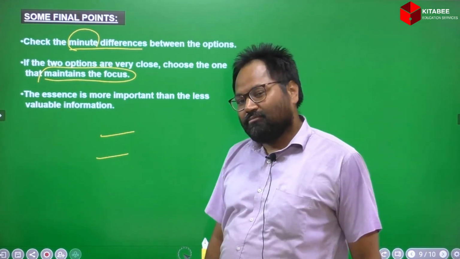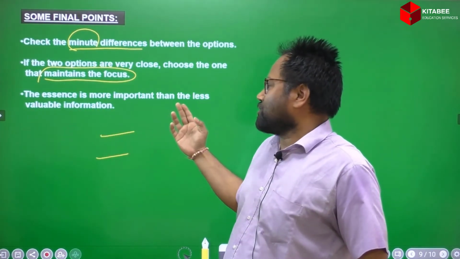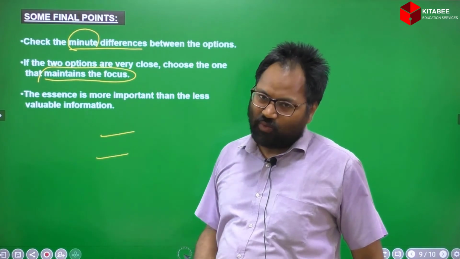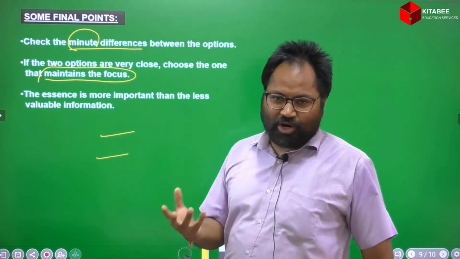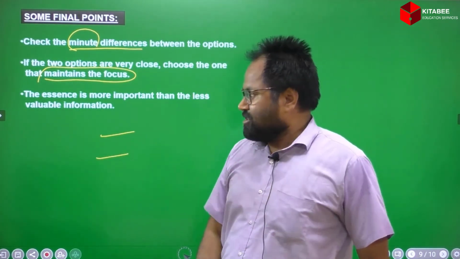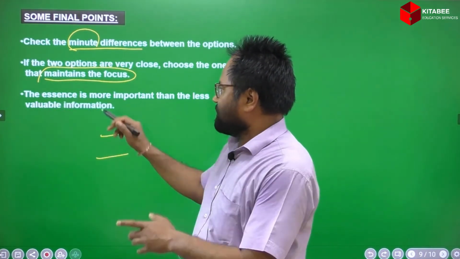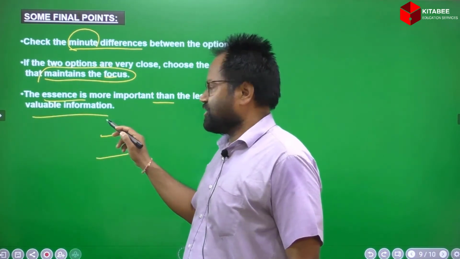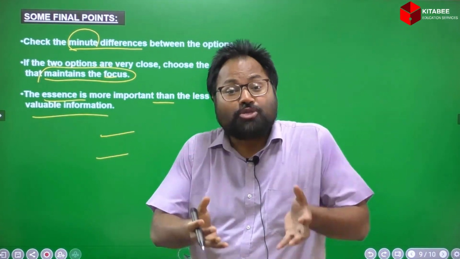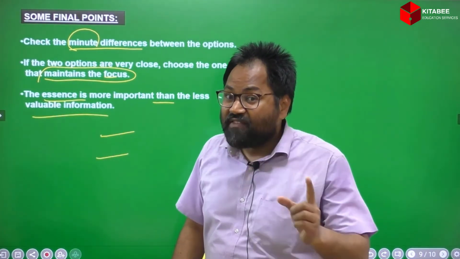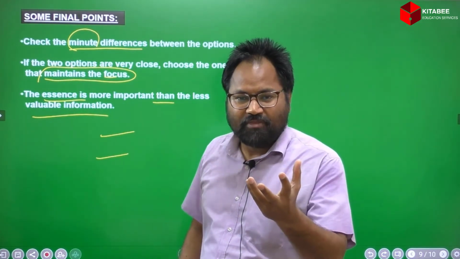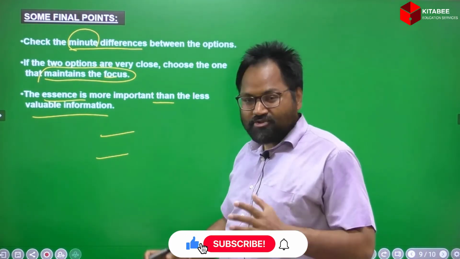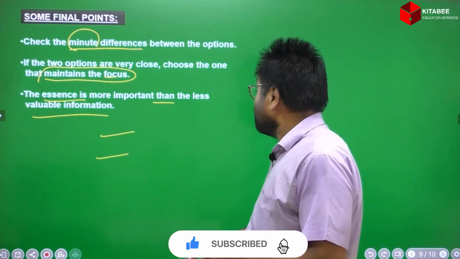So, now the essence is more important than the less valuable information. While reading the paragraph, you understand what is less valuable, what is more valuable. As I was saying, major points, minor points, and the central theme. Focus is more important. Essence is more important than the less valuable information. The best option might lose some of the points, but it never loses the central theme, the focus, the heart. Okay. So, let's see what we have.